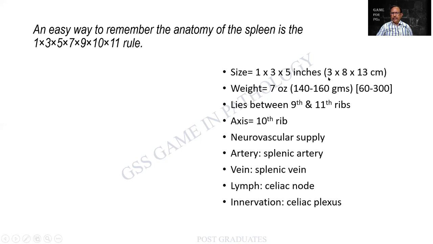Coming to the weight of the spleen, it is around 140 to 160 grams. But sometimes it can be as low as 100 grams and it can extend up to 300 grams. Less than that is supposed to be an atrophy of the spleen, which we shall see can happen because of autoinfarction.